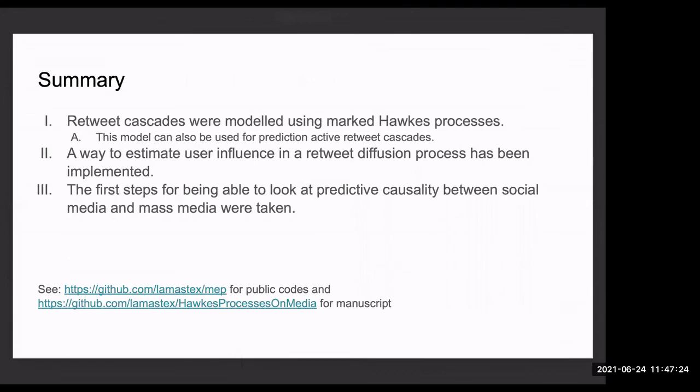We modeled retweet cascades, and it's worth mentioning that this same model can be used for prediction. By looking at the early stage of a retweet cascade, how can we say how it is going to pan out in the future? This also uses Hawkes processes, and an easy way to estimate user influence from this model has been implemented. And we also looked at the first steps for looking at predictive causality between social media and mass media. Yeah, that's it basically.